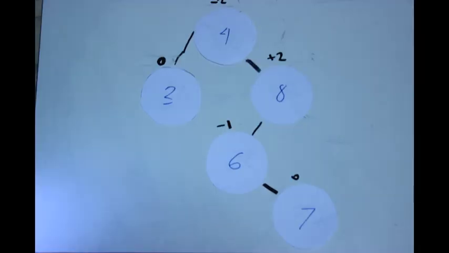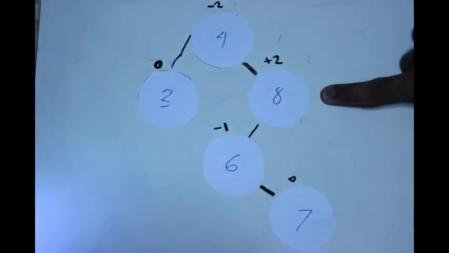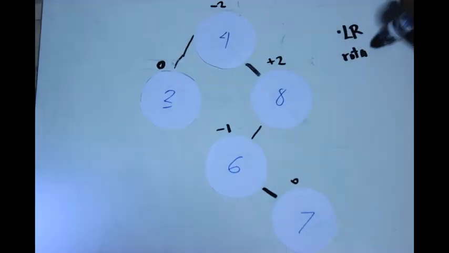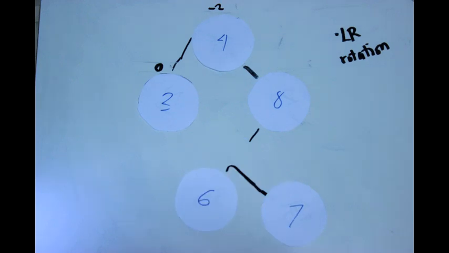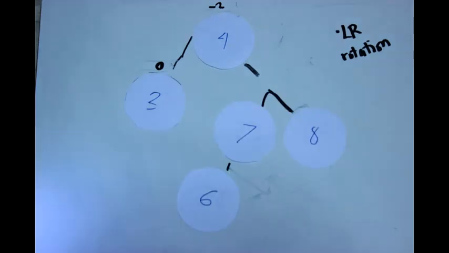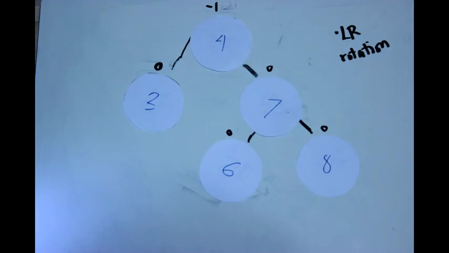4 has a balance factor of negative 2, 8 has a balance factor of positive 2, 6 has a balance factor of negative 1, and 7 has a factor of 0. As you can see, both 4 and 8 are unbalanced, but since 8 has a higher level than 4, we will balance 8 first. As you can see, 8 has a balance factor of positive 2, while 6 has a balance factor of negative 1, so we use left-right rotation. After checking the balance factor, the tree is now balanced.